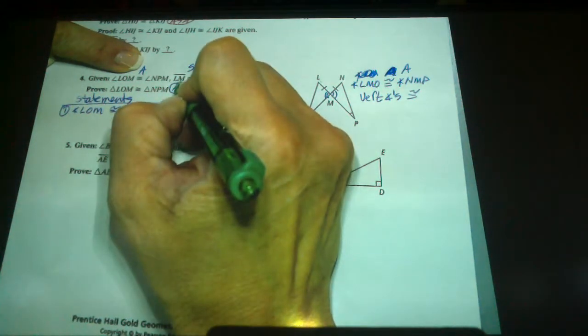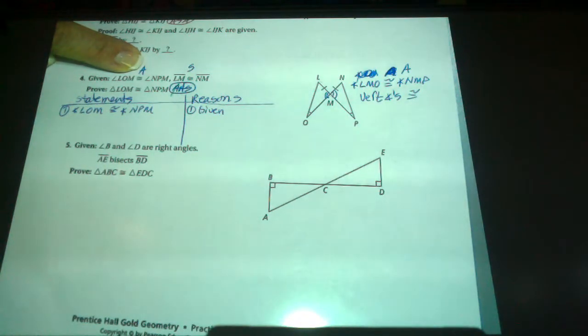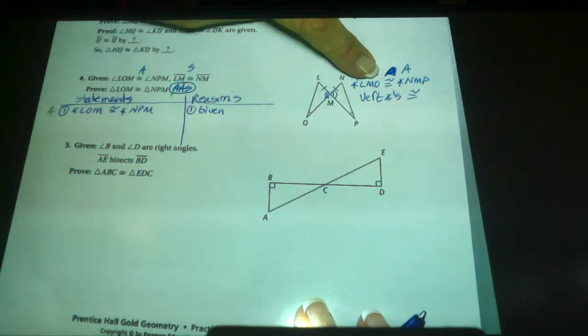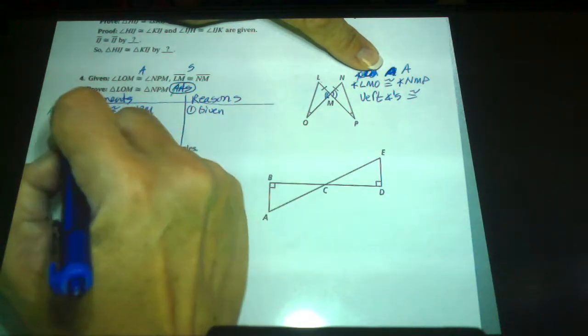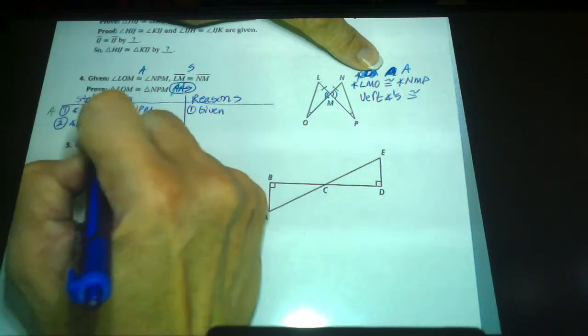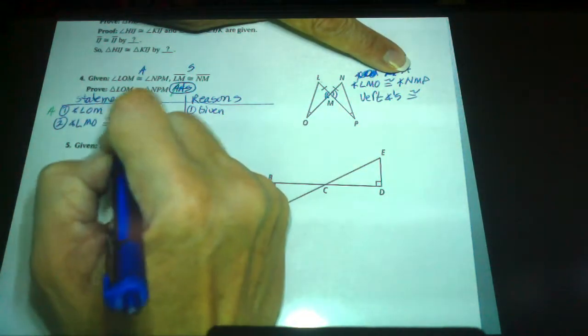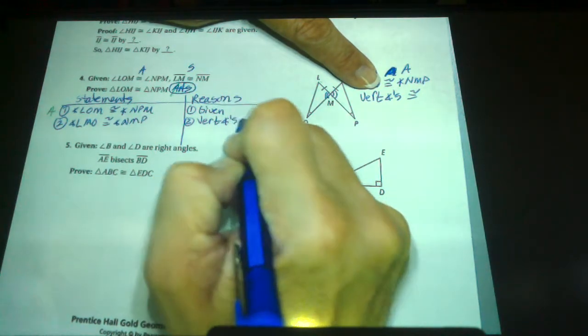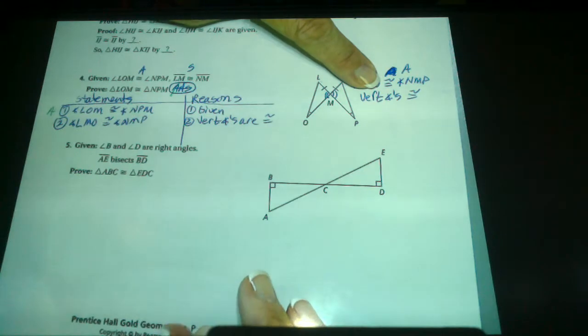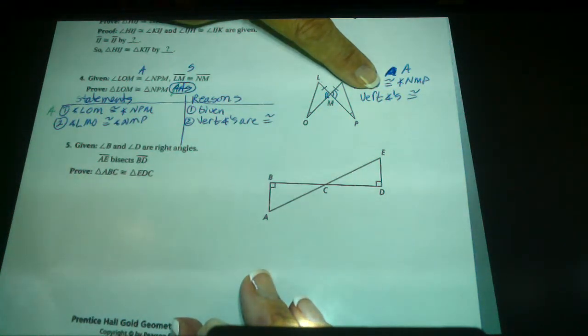So I can cross off my A, and I'm going to put an A to the left. Then I want another A, so I'm going to go directly to the statement we came up with. So step two, angle LMO is congruent to angle NMP. Why? Vertical angles are congruent. And so that is A.